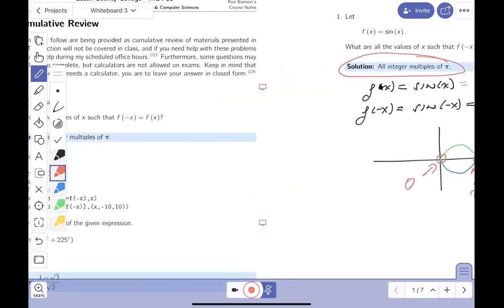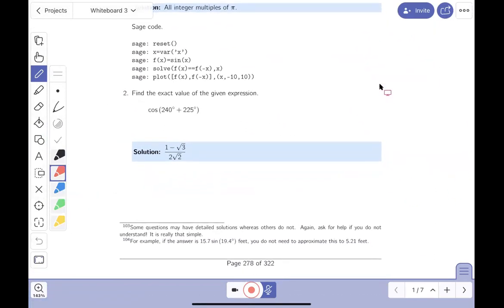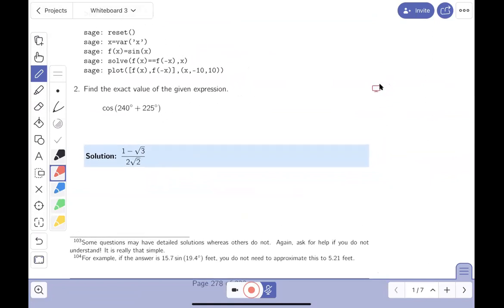So let me go to problem number 2. Number 2 also looks reasonable, but maybe I can't remember. Maybe I've got to go back and review. Who knows? Now, let me write this one over here. This is a sum formula, right? So it's going to be cosine of 240 degrees times the cosine of 225 degrees, minus the sine of 240 degrees times the sine of 225 degrees.